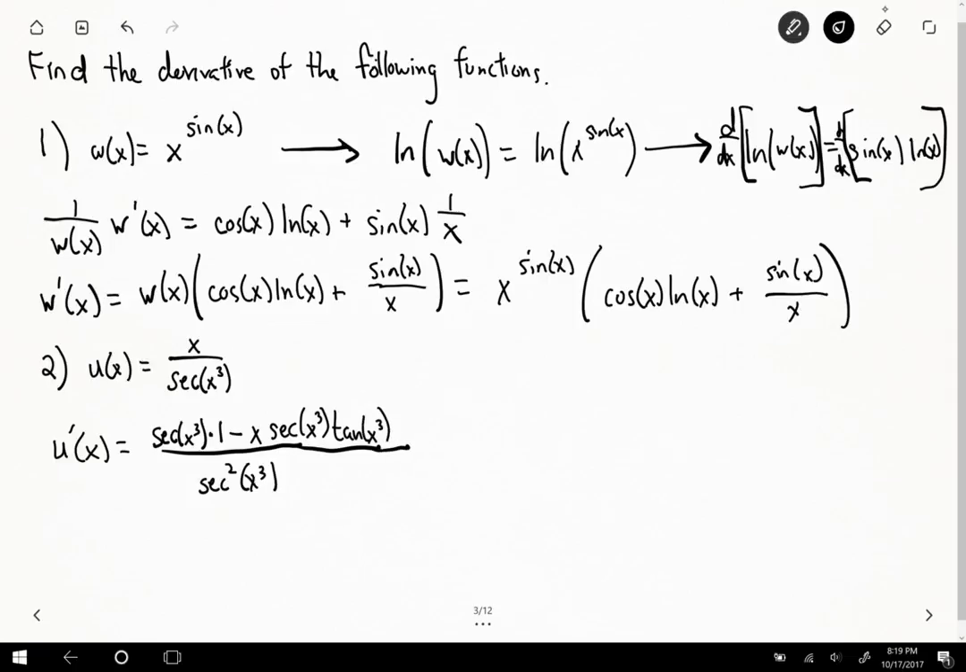And then times the derivative of the interior function. Well, notice the interior function is just an x cubed. I should point that out right here just to be a little bit safer. So the derivative of x cubed is 3x squared.